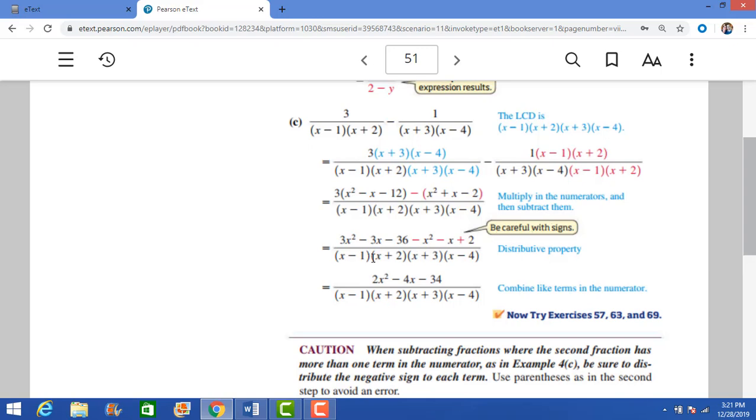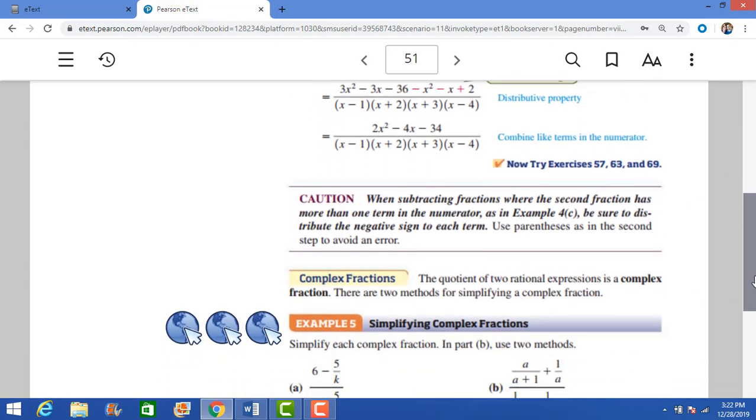Okay, now we're going to combine like terms, and we end up with this as our final result, and this is in lowest terms. So now you could try these 3 problems here as practice problems. And again, if you get stuck or you're not sure how to do it, let me know. Email me your work. I can take a look at it. We can also work these through in class.